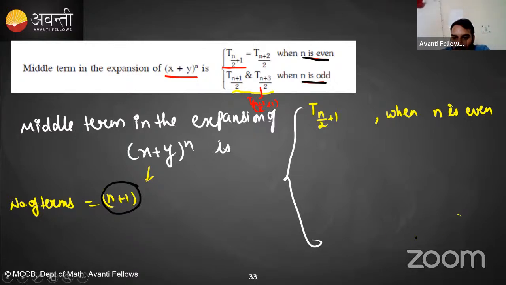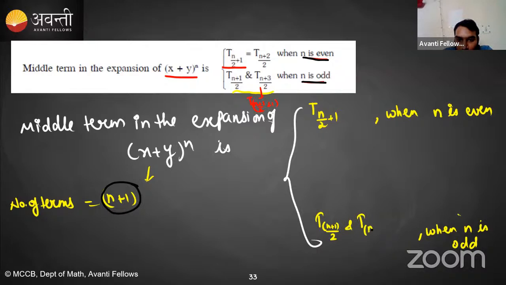Now, when n is an odd number, how many terms will there be, even or odd, in (x plus y) raised to the power n? The number of terms will be even, right? So what will the middle terms be? They will be T of (n plus 1) by 2 and T of (n plus 1) by 2 plus 1. So this will be our middle term. Now is it clear?